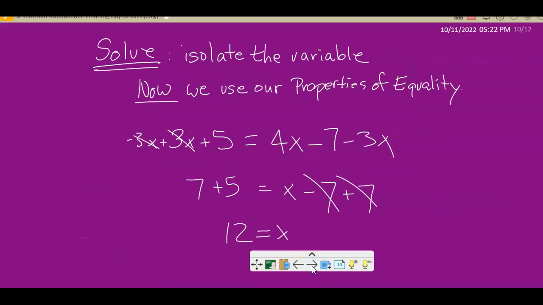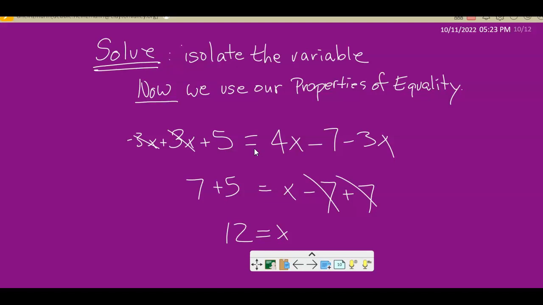To solve means to isolate the variable. Now you use your properties of equality. There are no properties of equality to use unless you have an equal sign. So here we had 3x plus 5 equals 4x minus 7. And I asked a student today, what do you want to do? You have choices. You want all of your variables on one side and all of your constants on the other.